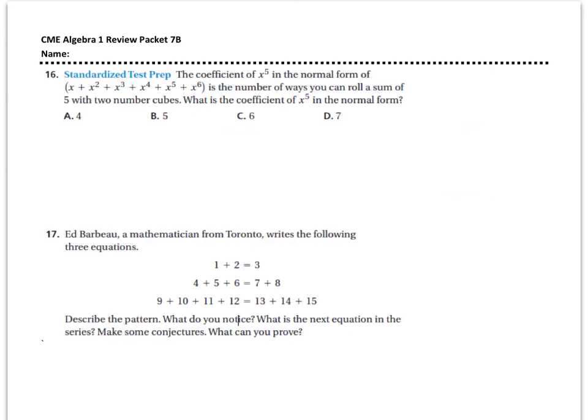Number 16, standardized test prep. The coefficient of x to the fifth in the normal form of that is the number of ways you can roll a sum of 5 with number cubes. What's the coefficient of x to the fifth in the normal form? Actually, there's a mistake here. I'm sure there is a second power right here.